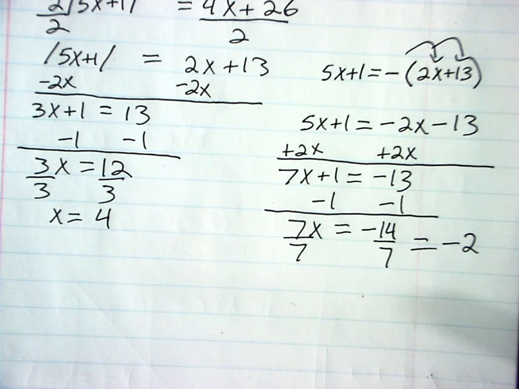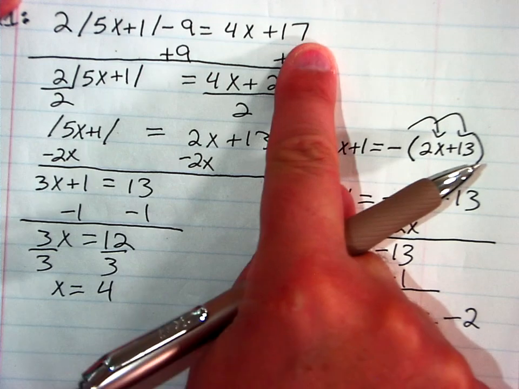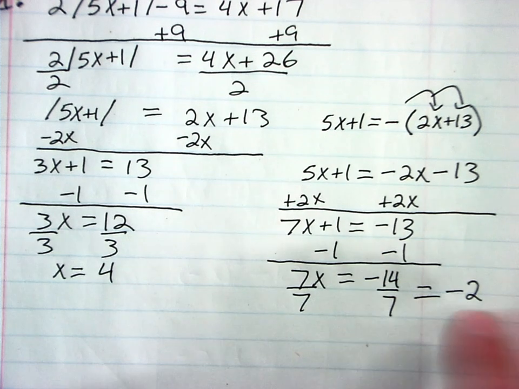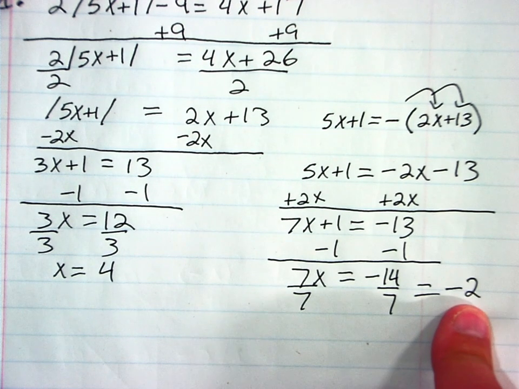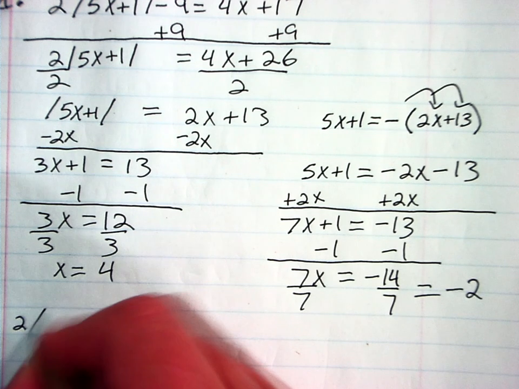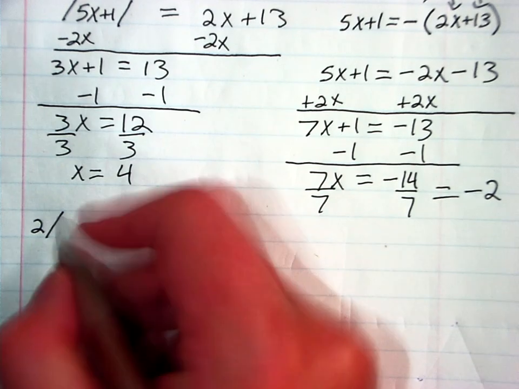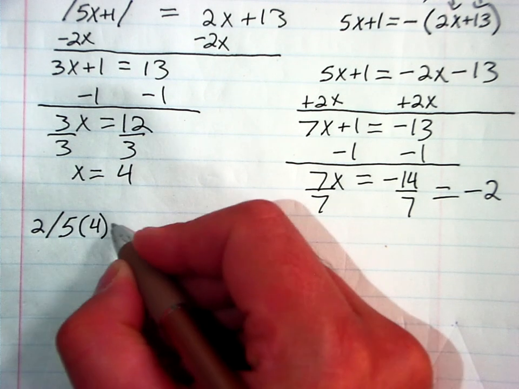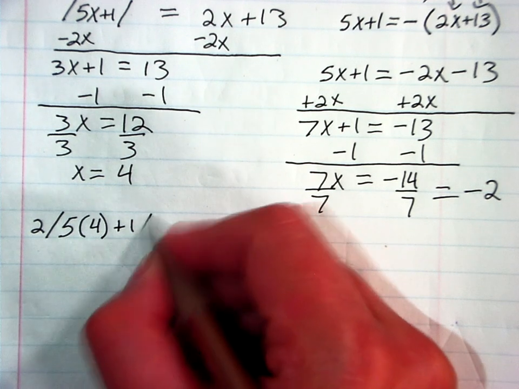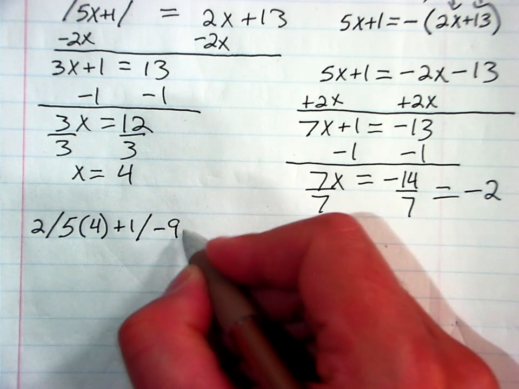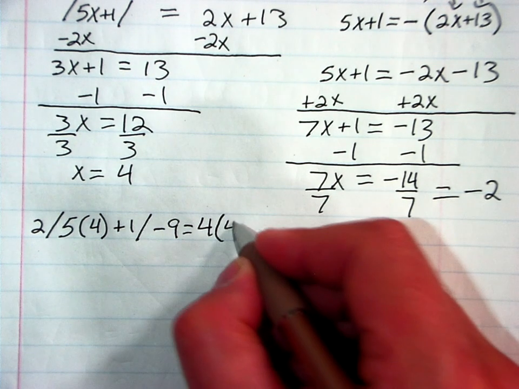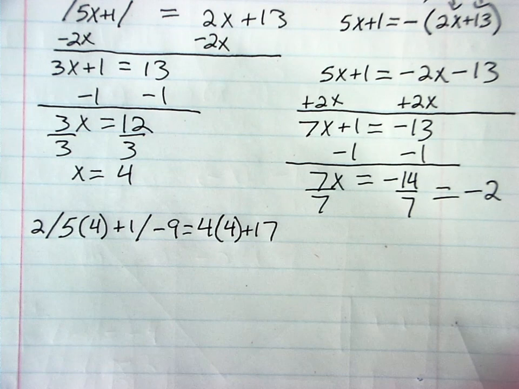This is such an important step with absolute values. You must check your answers. So wherever I have an x up here, I'm going to replace it with 4 and solve, and then we'll do the same thing with negative 2. So 2 times the absolute value of 5 times x, x plus 4, plus 1, minus 9, equals 4 times x, x is 4, plus 17.